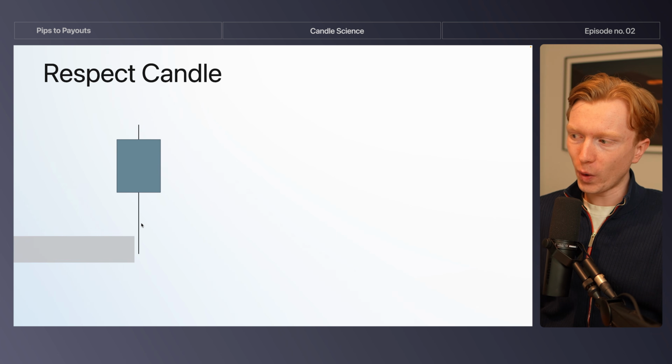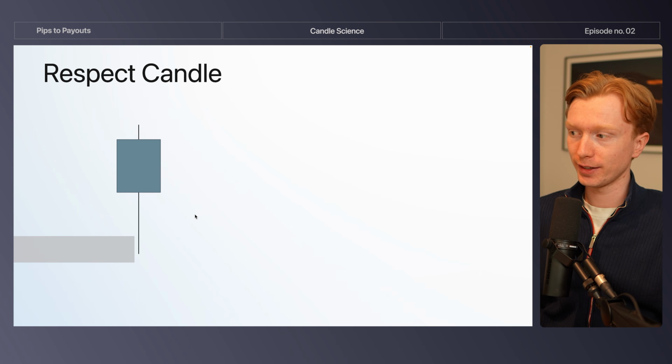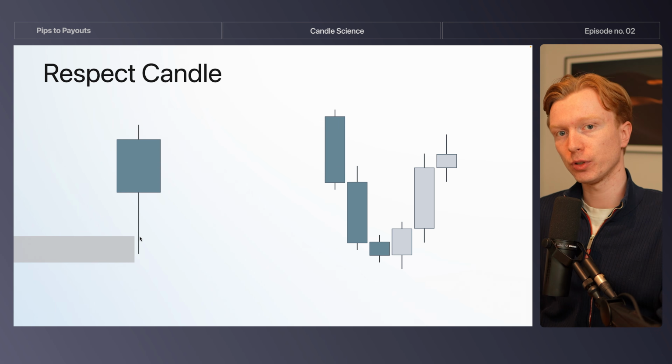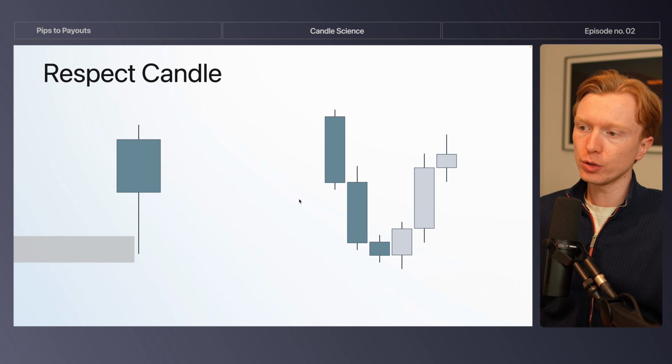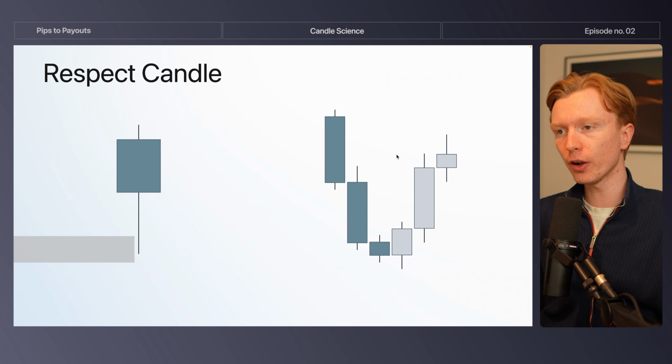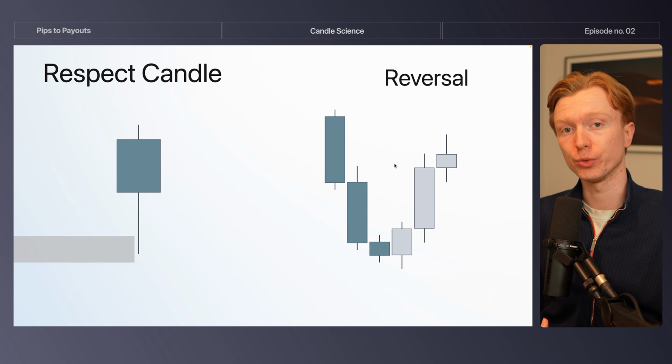And that long wick, that tells that it's respecting it, because that long wick on a different time frame, so the lower time frame, is going to look something like this, where we have first fair value gaps going lower to then fair value gaps going higher. In other words, that's a reversal that we're looking at.